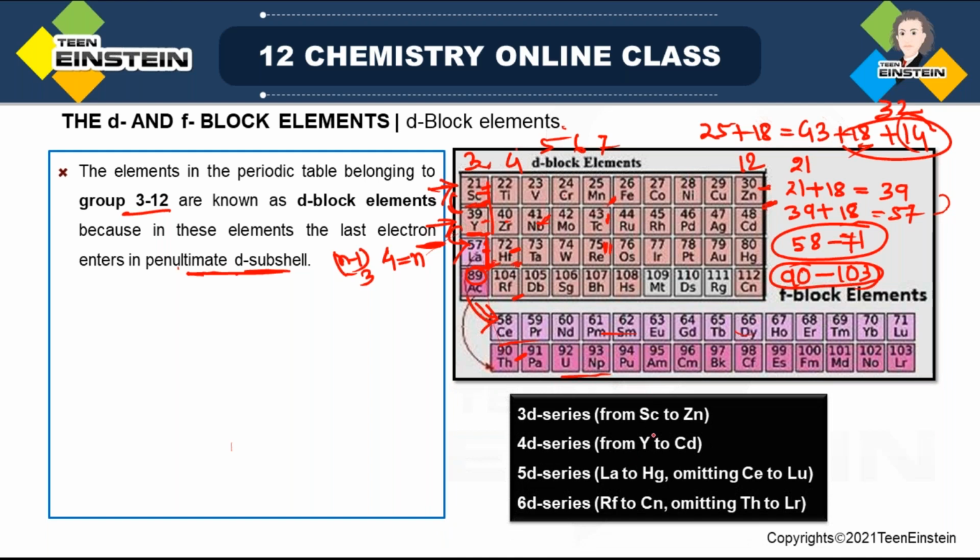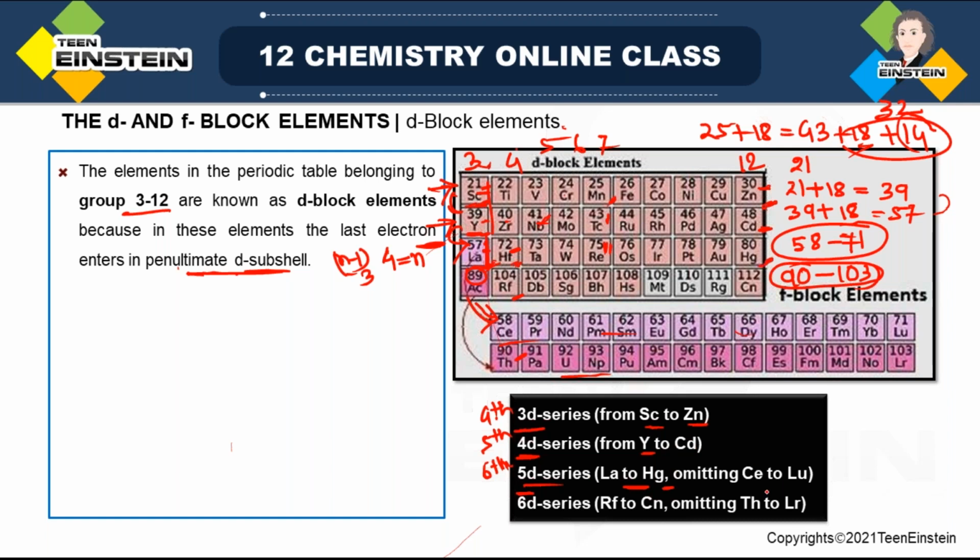So the first series will be called the 3d series, because electrons are gradually filled in 3d. It starts from scandium up to Zn. Then the second one is the 4d series, which starts from yttrium up to cadmium. Then the 5d series. Now see, when it is the 5d series, this fourth period, this is fifth. Now when you are in the sixth period, and 5d electrons are gradually filling, it starts from La up to Hg.